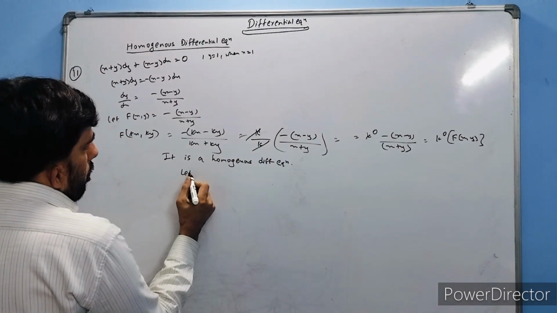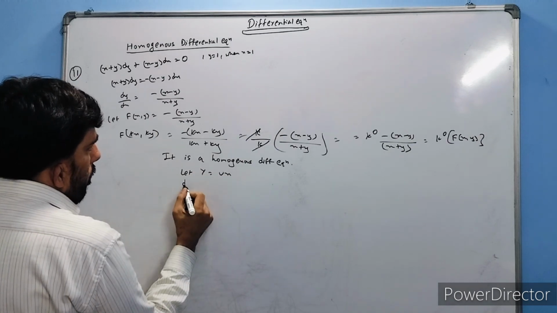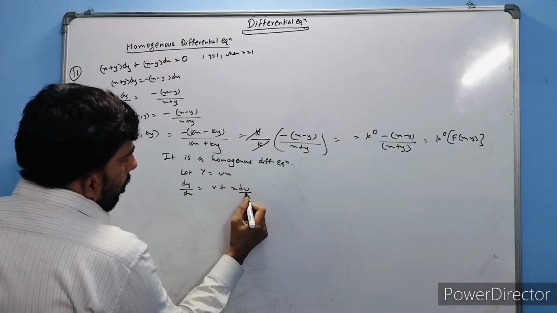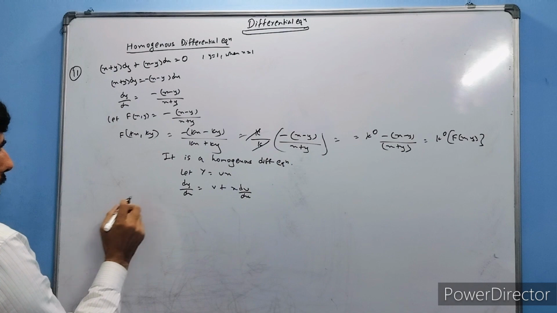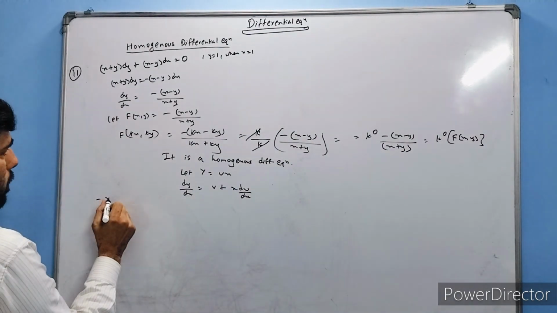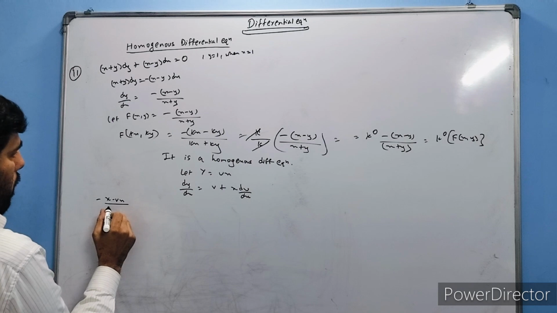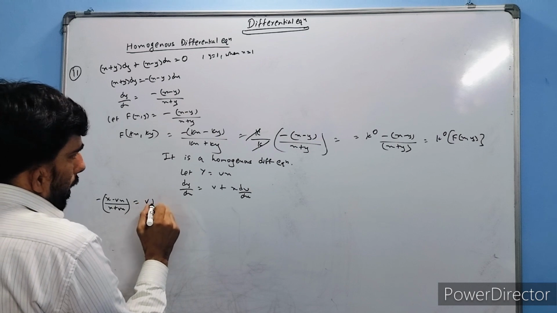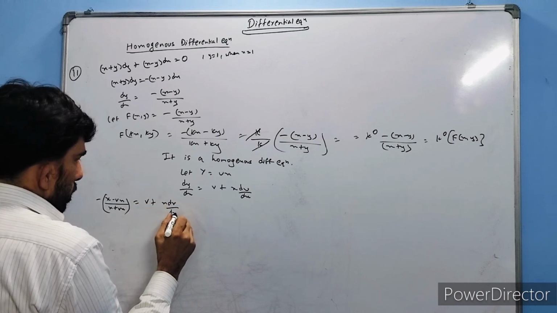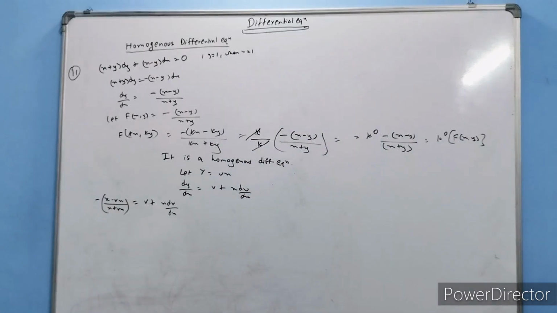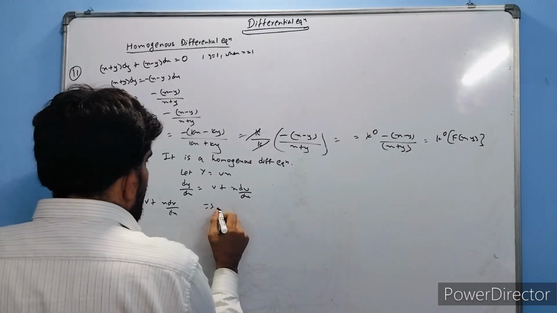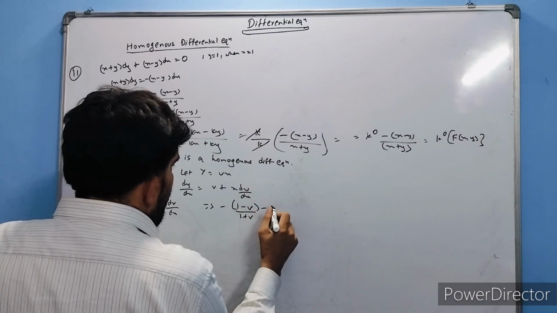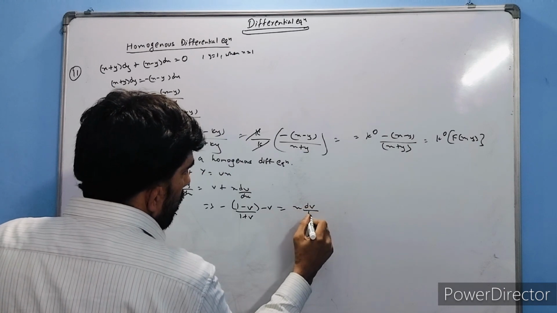So now what we can do, let y is equal to vx, substitute it. We got dy upon dx is equal to v plus x dv upon dx. Now putting the value here, what is dy upon dx? We have minus (x minus vx) upon (x plus vx) is equal to v plus x dv upon dx. So now what we can do here, x common, it is reduced, so we have (1 minus v) upon (1 plus v) minus v is equal to x dv upon dx.